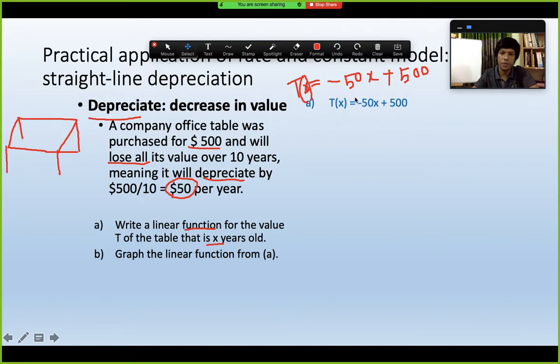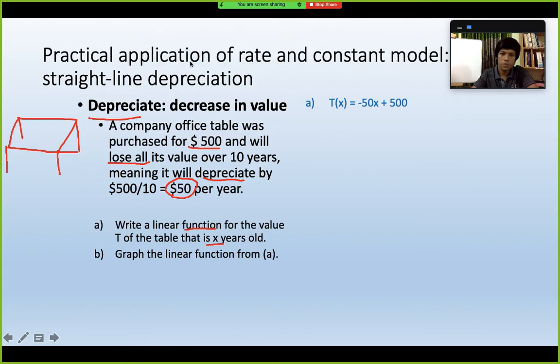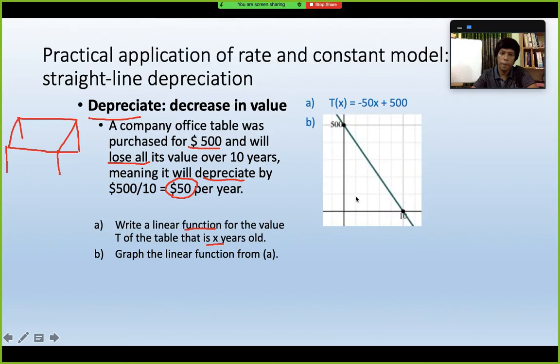This is how we can graph it. Let's delete this also. This is the graph. Okay.